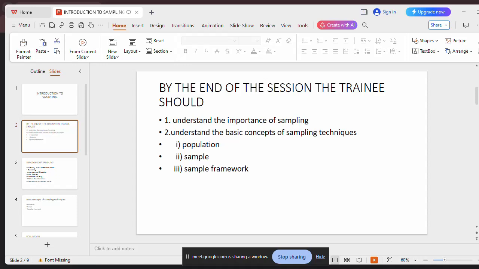Okay. I go by the name Griffins Matage. I'll be teaching you this semester on sampling technique. Last week, when we met, we talked about the introduction part of it, where we learned about the course outline, and I gave you the course outline. So starting today, we are going to start with the introduction of sampling, and by the end of this session, you are supposed to understand the importance of sampling, and number two, to understand the basic concept of sampling technique. Before we start, let me take the roll call.